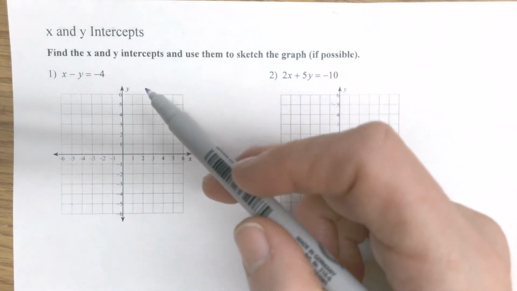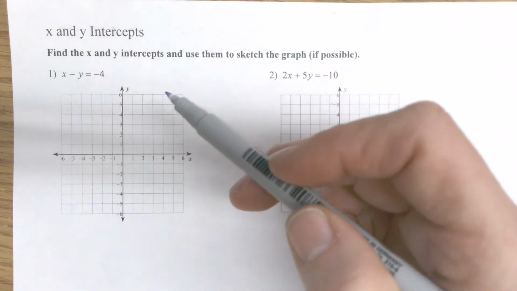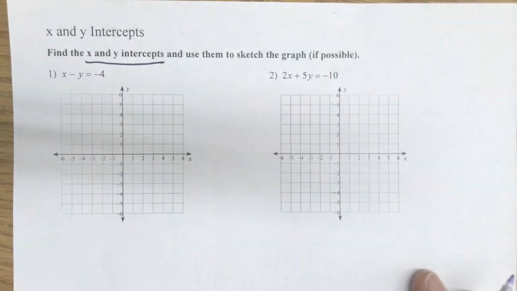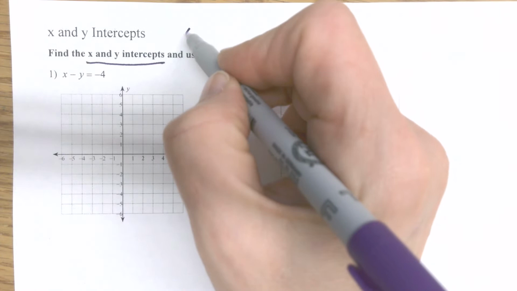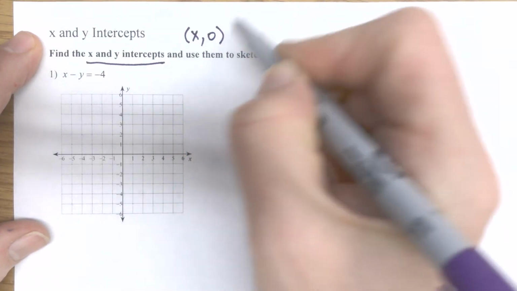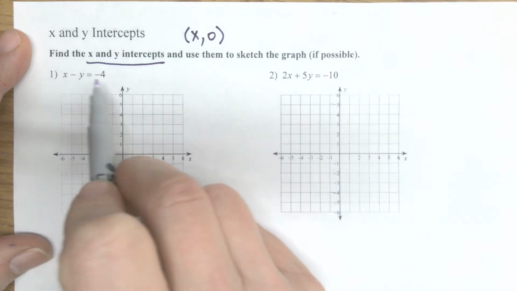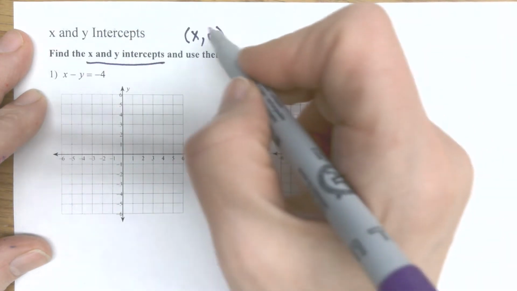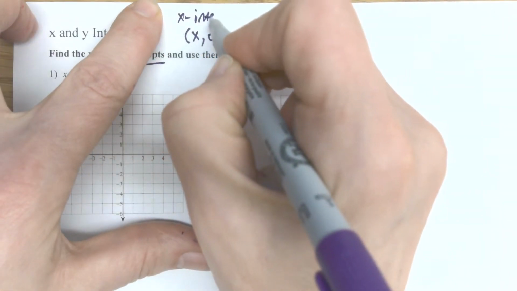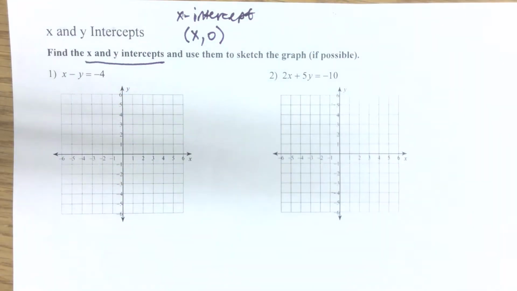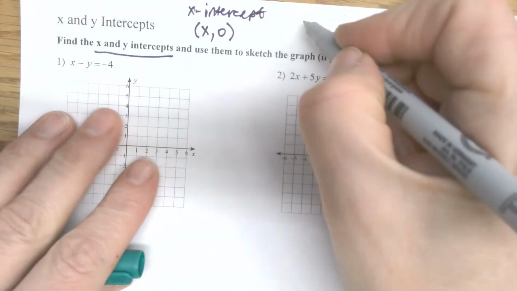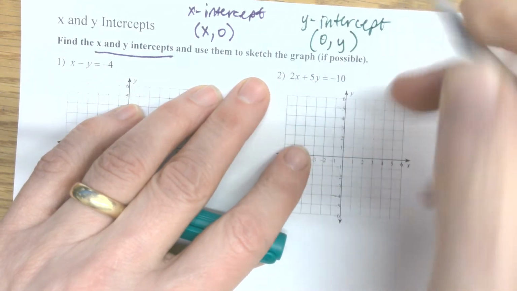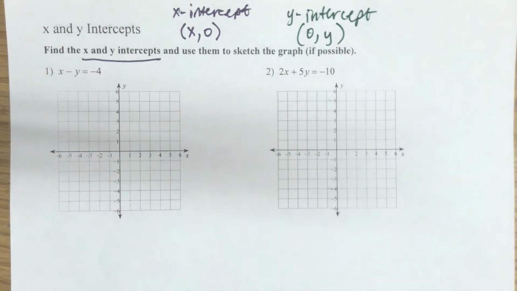And yesterday when we were graphing lines, we looked for the slope and the y-intercept to help us graph the line. And today we're actually going to focus on both the x and the y-intercepts. The x-intercept is the point x comma 0 where the function crosses the x-axis, and the y-intercept is the point 0 comma y, and that's where the graph crosses the y-axis, okay?